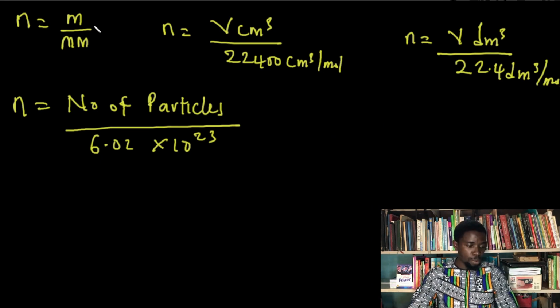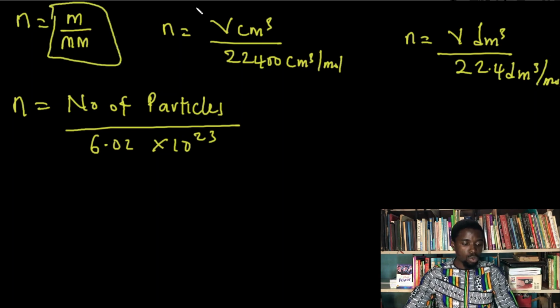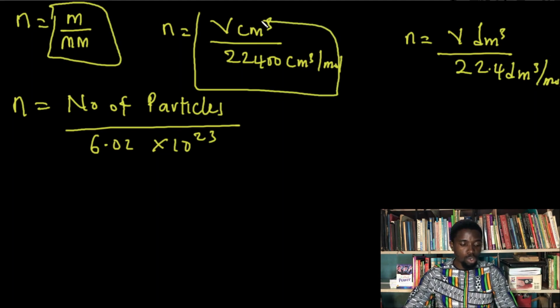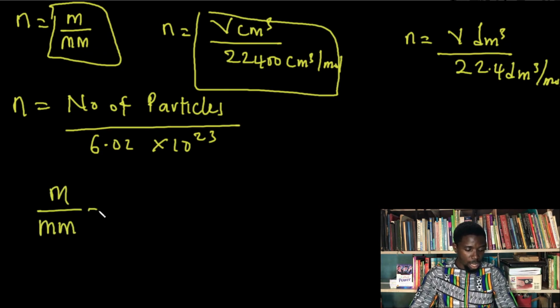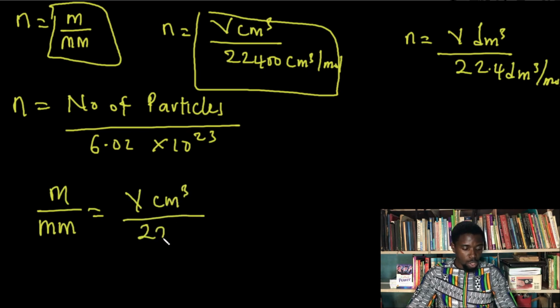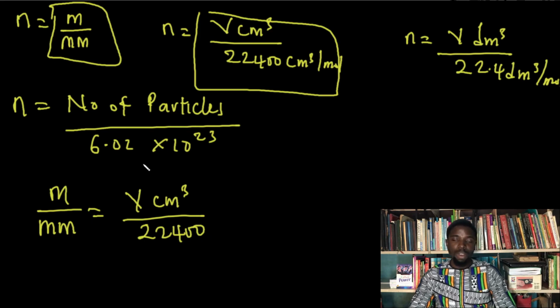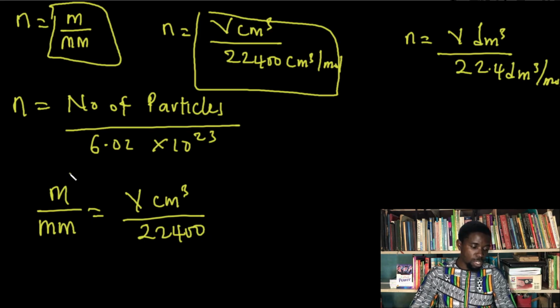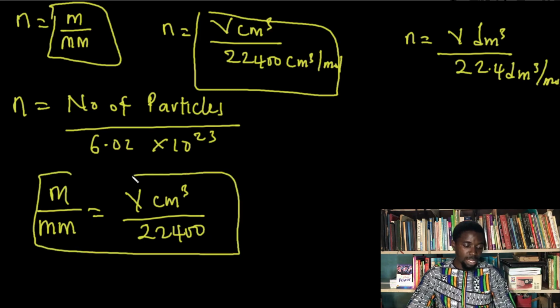What can we establish from that? We can actually equate the mass over molar mass to the volume in cm cube all over 22,400 cm cube per mole. Why? Because they are both n values. Hence, we can establish a relationship between mass and volume as mass over molar mass equals volume in cm cube all over 22,400. So I'm giving you straightforward formulas to relate these things. This particular relation relates mass and volume in cm cube.